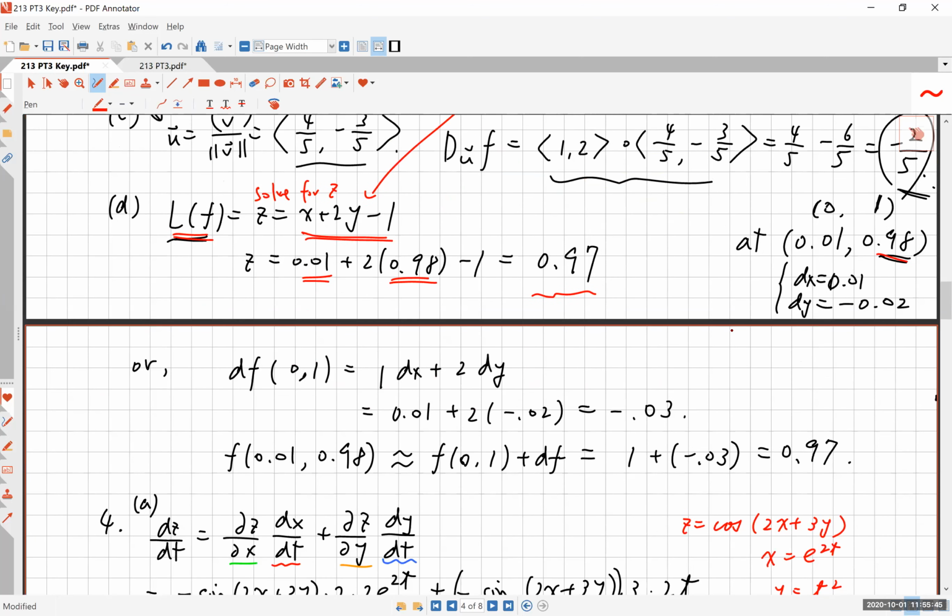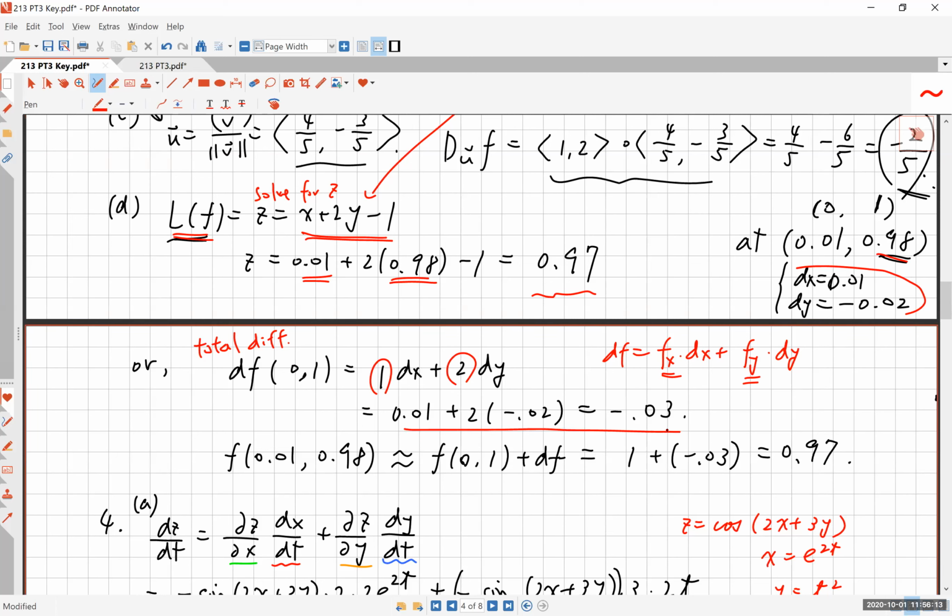Or you can use what we call the total differential. Remember what a total differential is? df is fx times dx plus fy times dy. Of course, fx and fy are evaluated at this point, which was 0, 1. So of course, fx is 1, fy is 2.